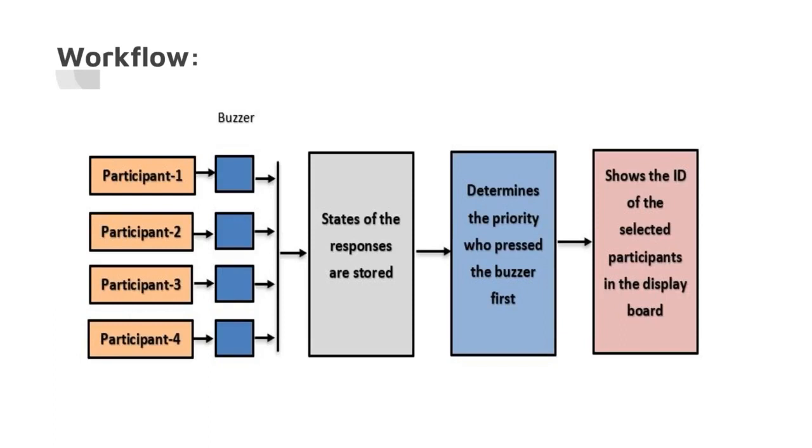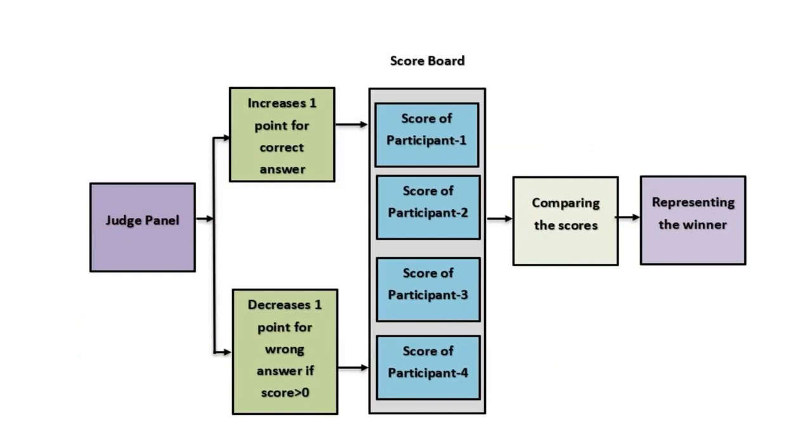Suppose a quiz session is going to happen and there are 4 participants. After hearing the question, they will be allowed to press their buzzers. But for a single question, one participant will be given the opportunity to answer, and the person who pressed the buzzer first will have the priority. Also, that participant's ID will be shown in the selected participant display board. There will be a judge panel.